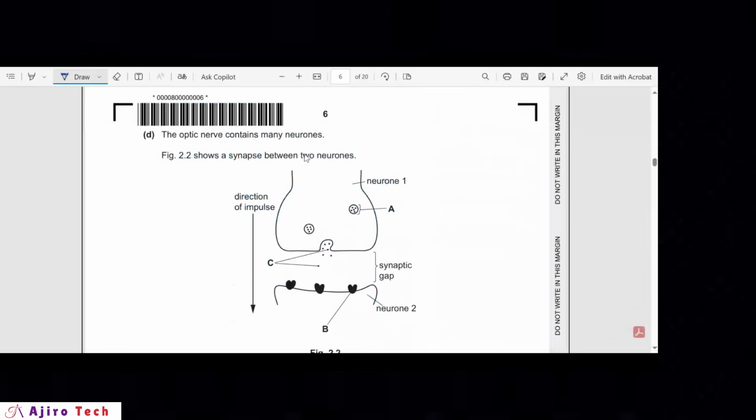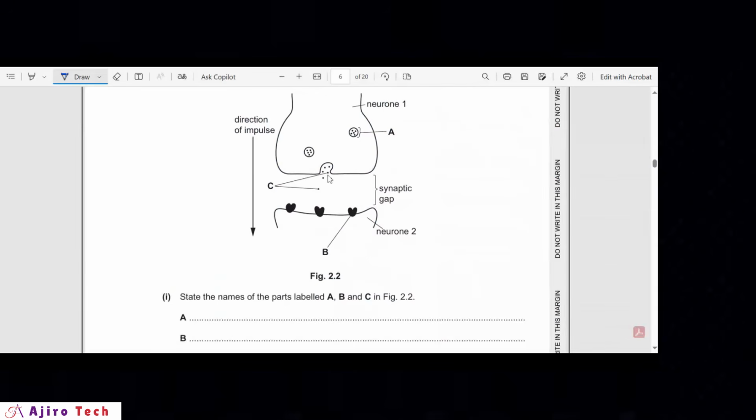The optic nerve contains many neurons. Figure 2.2 shows a synapse between two neurons. Okay, so when you look at the neuron, what are the features of the neuron? You can see that the neuron before the synaptic gap always releases the neurotransmitter. The neurotransmitter has its receptor on the neuron after the synapse. The neurotransmitter is expected to bind to its receptor here in order to transmit the impulses to the second neuron.